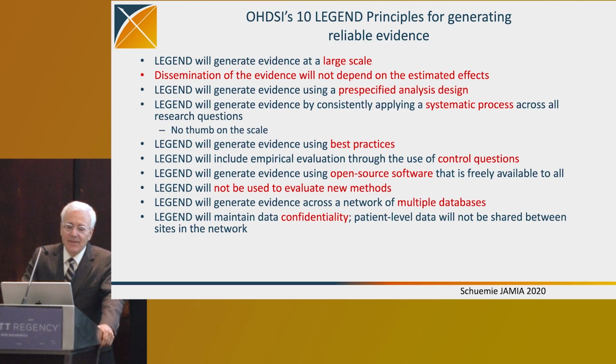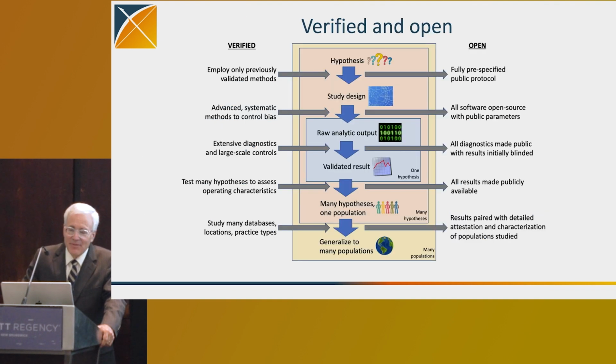How does OHDSI get there? Well, several years ago, Martijn Schuemie published an article in JAMA outlining 10 principles for how to achieve reliable evidence. Instead of reading them, I'm going to show you a figure that I abstracted from that. Basically, you can classify them into two halves, verified and open.